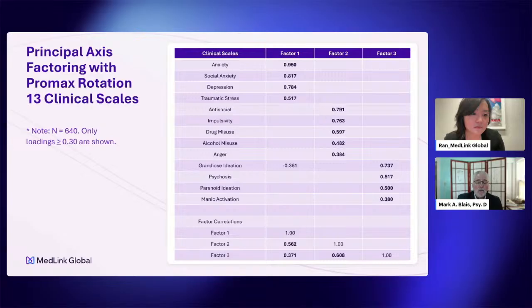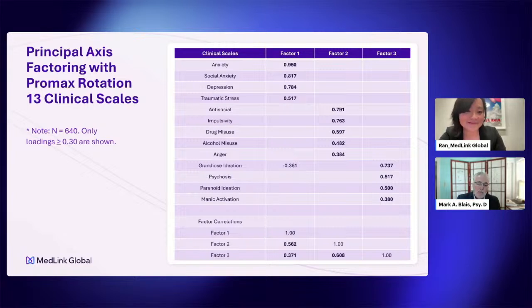And the one cross-loading that we had was grandiosity, which had a negative loading on factor 1 of 0.36, which is understandable because all of the emotional dysregulation scales are accompanied by an impaired sense of self. And that's understandable because the emotional dysregulation scales tend to reduce people's self-esteem.